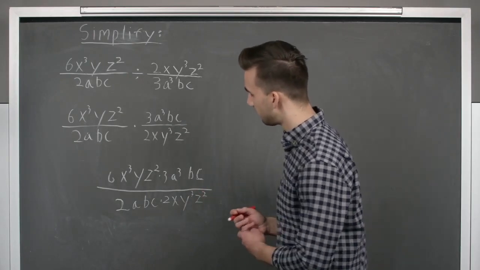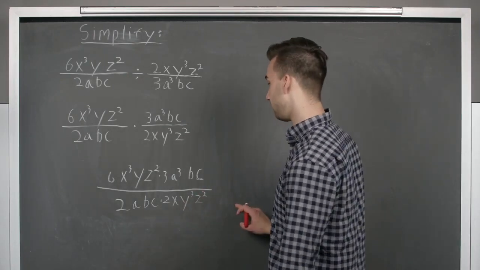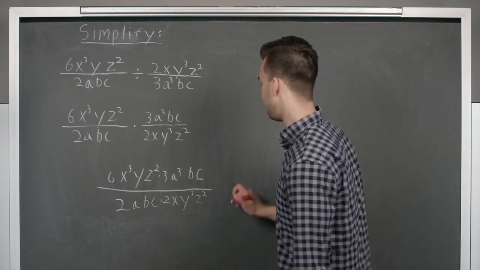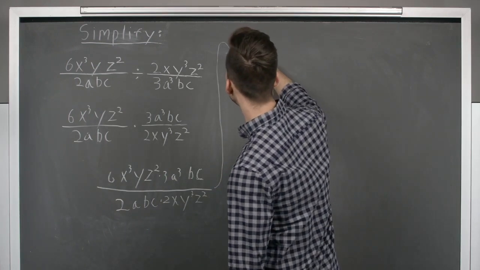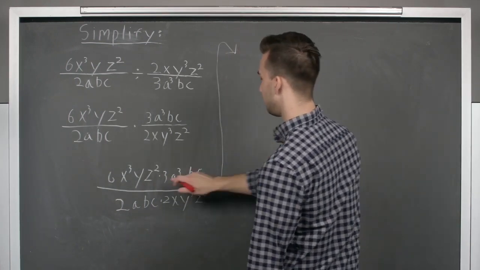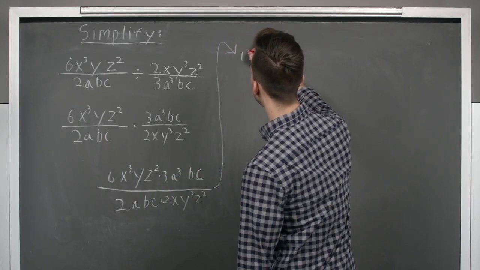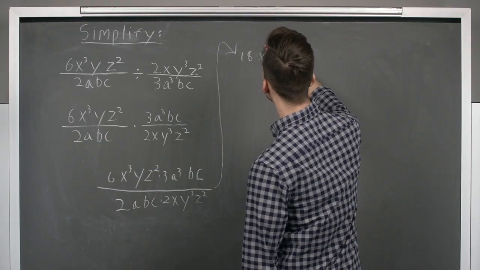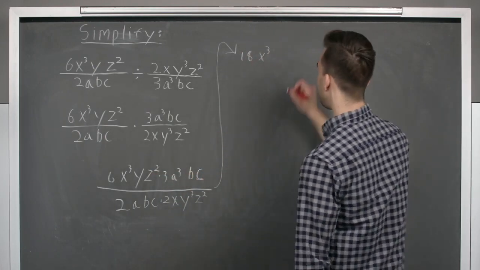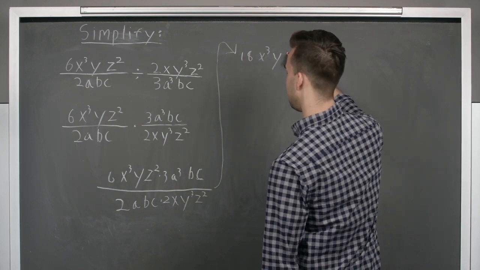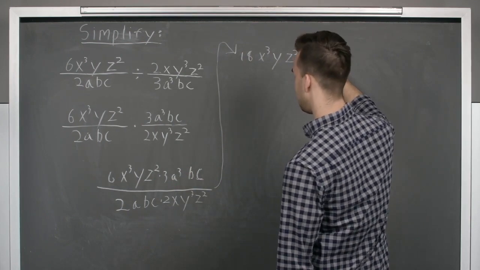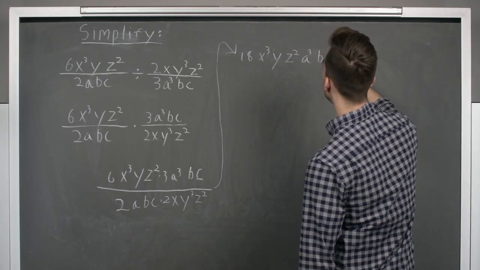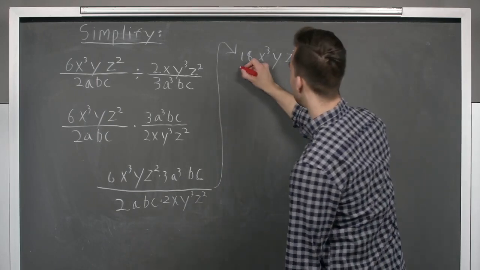So now, what can we cancel? Well, let's just combine our like terms first. On the top and the bottom, we have, what's 6 times 3? 18, and then x cubed. y, any other y? No. So y times z squared times a to the power of 3 times b times c. A lot of variables here.